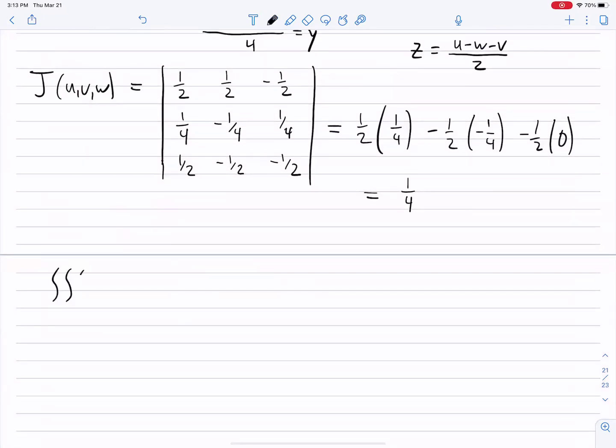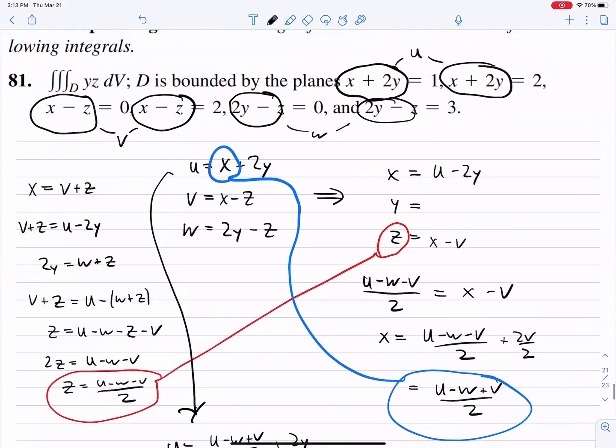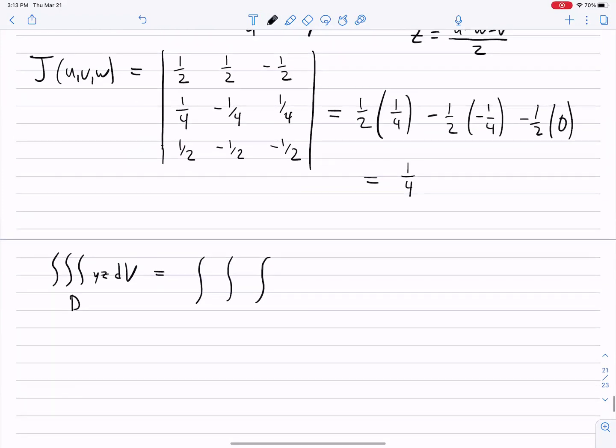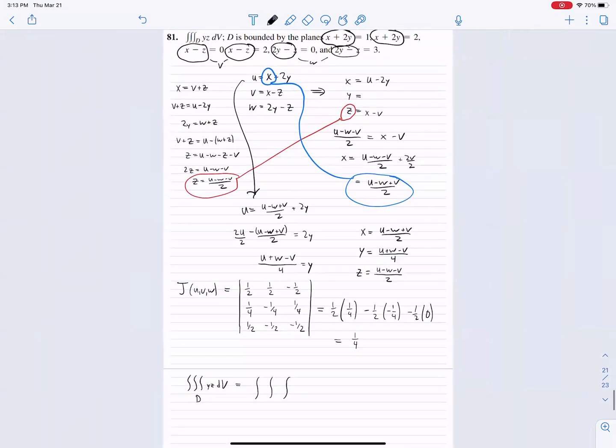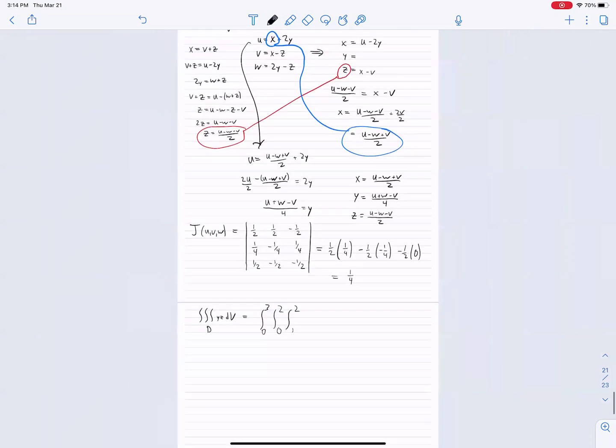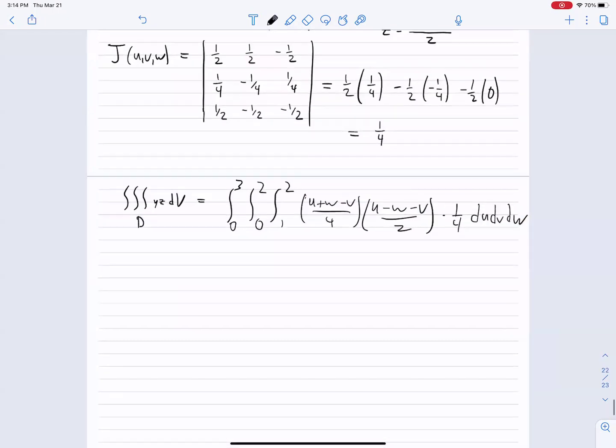So the integral over the region D of, I think it was yz dV, now becomes an integral with respect to u, v, and w. I don't remember where they go from. It says in the beginning. U goes from 1 to 2, v goes from 0 to 2, and w goes from 0 to 3. And then we need to plug in what y and z are. So y is (u plus w minus v) over 4 times z, which is (u minus w minus v) over 2, times the Jacobian of 1/4, and then du, dv, dw. And that's the final answer.